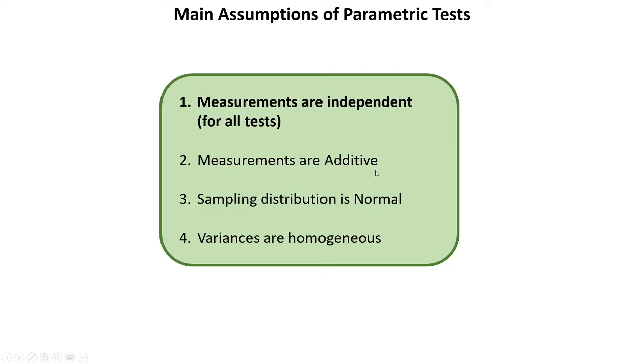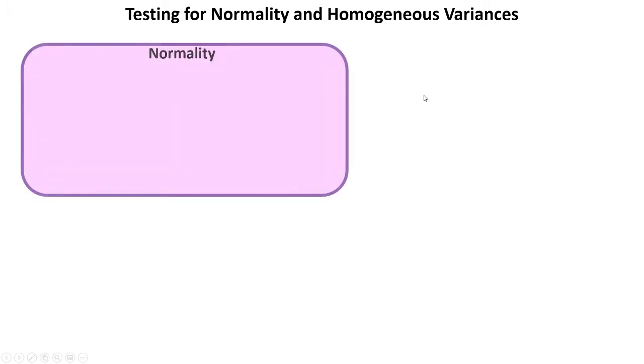Okay, we will talk about measurements being additive next week when we talk about linear regressions. I think it makes more sense to do that then. So for now, ignore measurements being additive. We'll address that later. And this week we'll focus instead on the sampling distributions being normal and the variances being homogeneous. So testing for normality and homogeneity of variances.